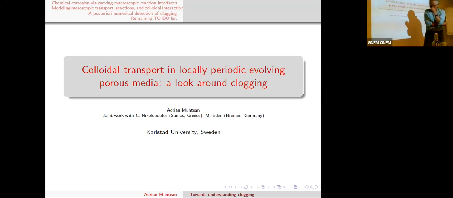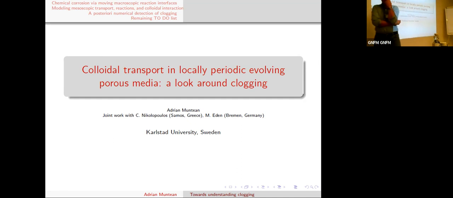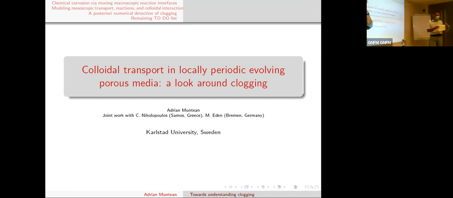So, last but not least speaker of the last but not least section of the conference, Adrian Muntean is talking about colloidal transport in locally periodic evolving porous media, looking around clogging. So thank you, please.